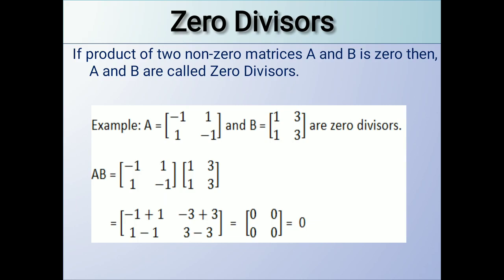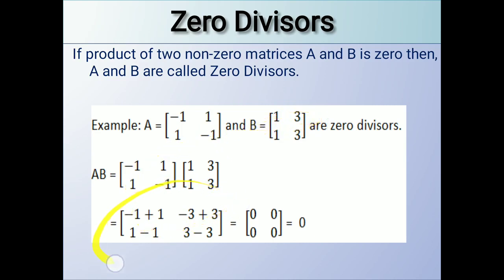Zero divisors. If the product of two non-zero matrices A and B is 0, then A and B are called zero divisors. For example, matrix A has elements minus 1, 1, 1 and minus 1, and B has 1, 3, 1, 3. After multiplying A and B, that is minus 1 into 1, 1 into 1, and then 1 into 3 and minus 1 into 3.